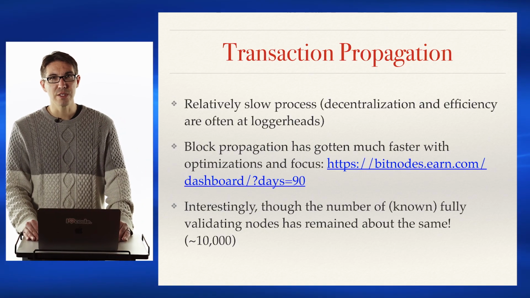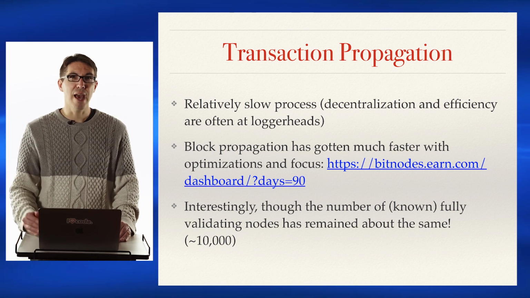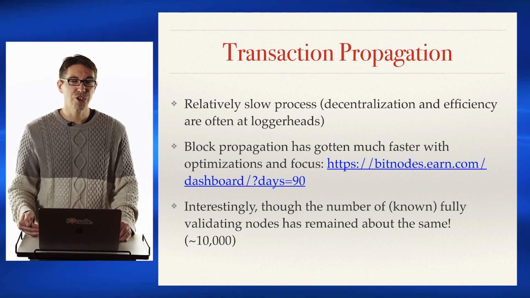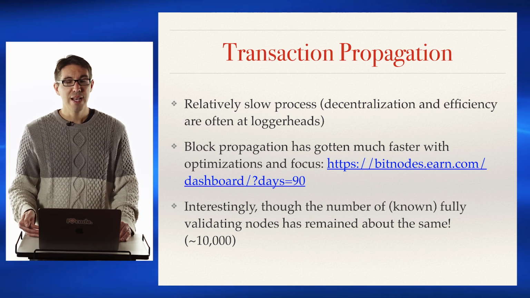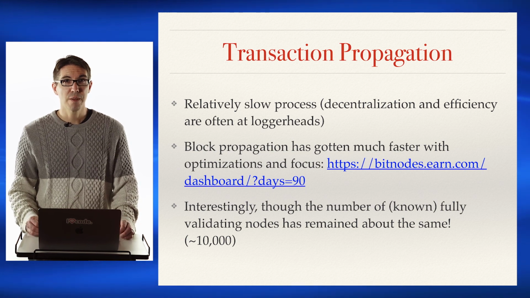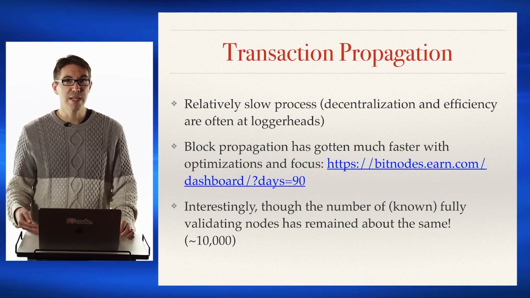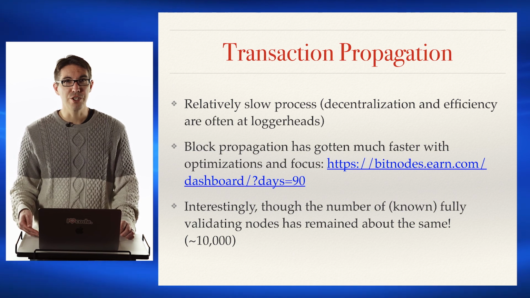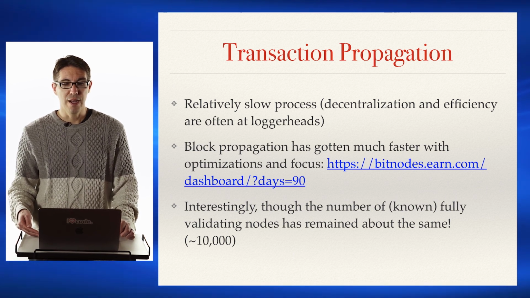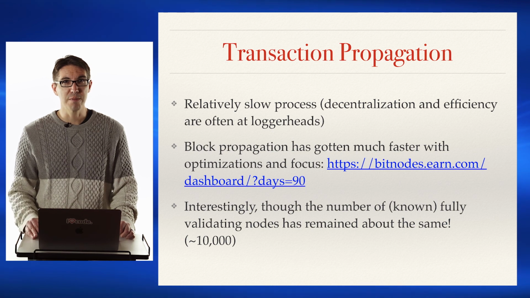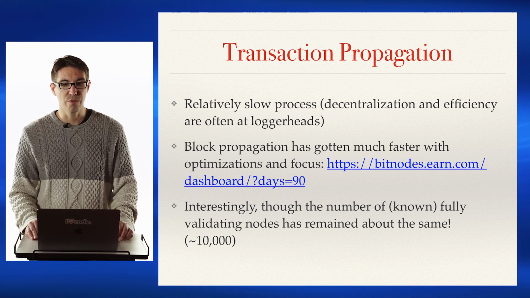So it turns out this very simple protocol will actually eventually propagate to the entire Bitcoin network. Transaction propagation, though, is a relatively slow process. Something that you see again and again when talking about blockchain and decentralized systems in general is that decentralization and efficiency are often conflicting goals. Having a single centralized server is often much more efficient, at least in the short run. However, there are, of course, other problems that come with centralization, as we've discussed before.